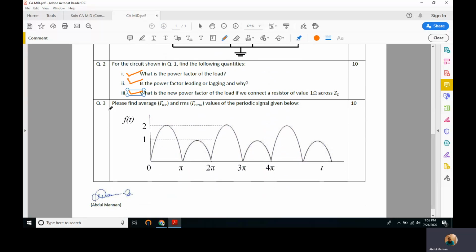Now the third question is very simple. Given this voltage f of t plotted versus t, we have to find its average value and its RMS value. To find the average, first of all we have to figure out the time period of this waveform, right? It seems it's 2 pi. Definitely it is 2 pi, because after 2 pi the signal repeats itself.